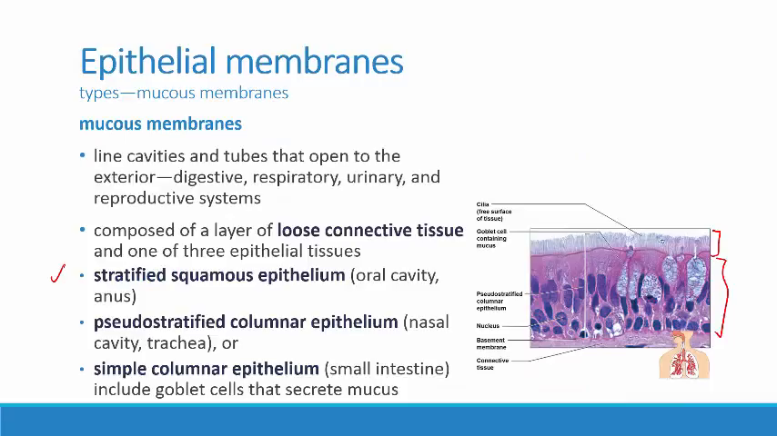Sometimes it's a pseudostratified columnar epithelium. Remember, this is the one that is tall, columnar, and it has cilia along the free surface of the tissue. These are found in the nasal cavity and the trachea. So that's primarily in the respiratory openings that we find this pseudostratified columnar epithelium.